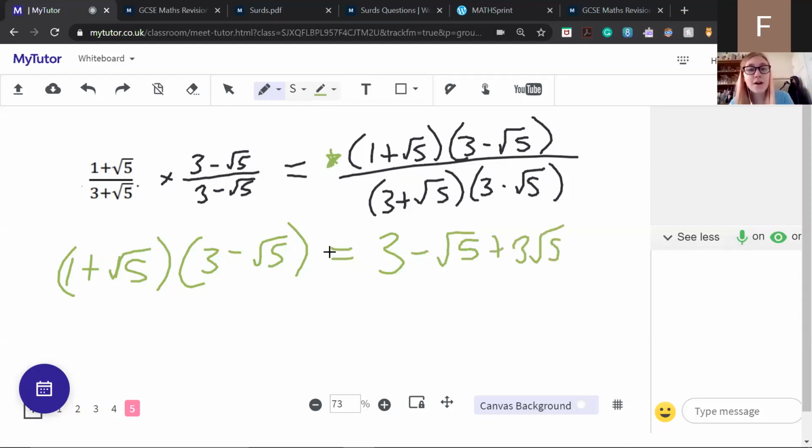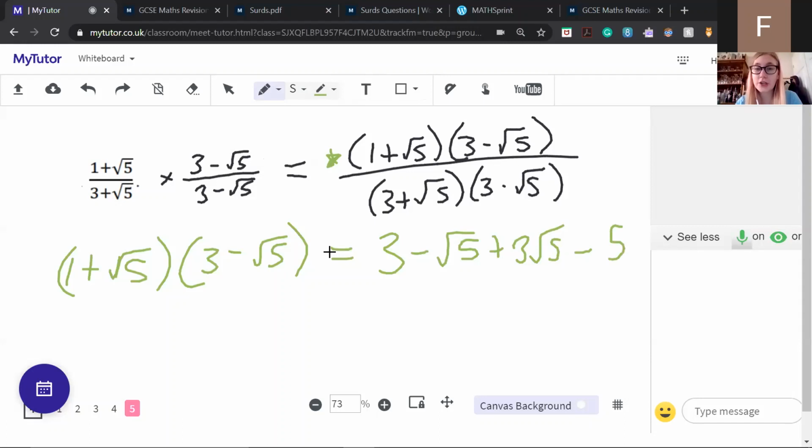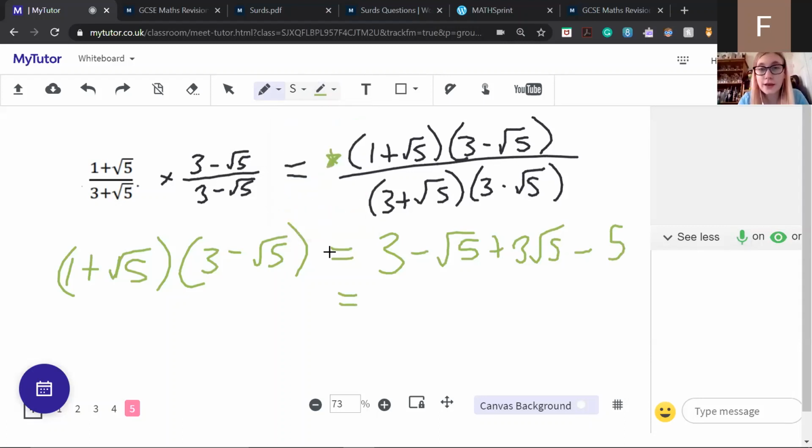And then root 5 times minus root 5. Well, we know that root 5 times root 5 is 5. Remember, that was one of our rules. And then that's just a negative, so it's minus 5. So that's our numerator. And we can actually simplify that more. Let's combine our numerical terms and our surd terms. So 3 minus 5, that's minus 2. And minus root 5 plus 3 root 5, that's plus 2 root 5.